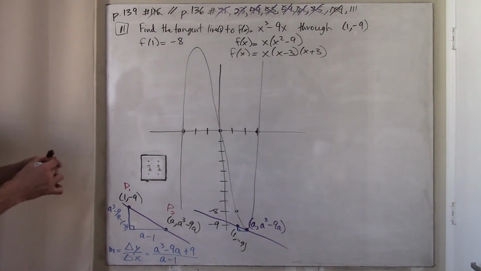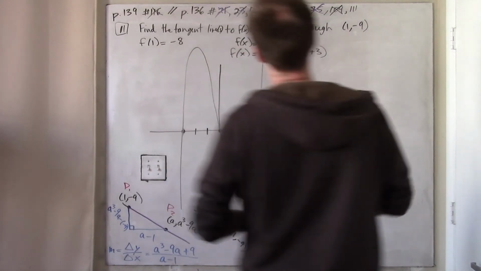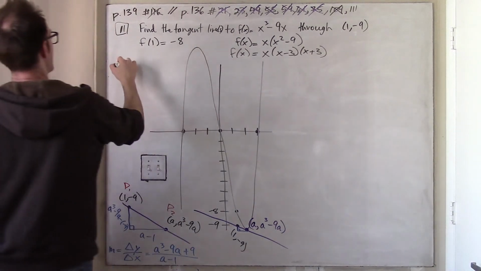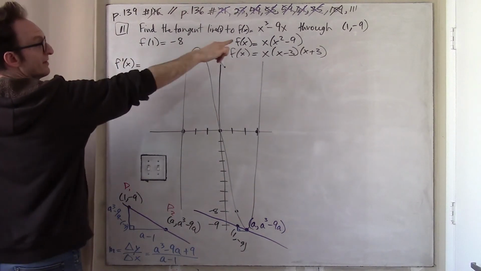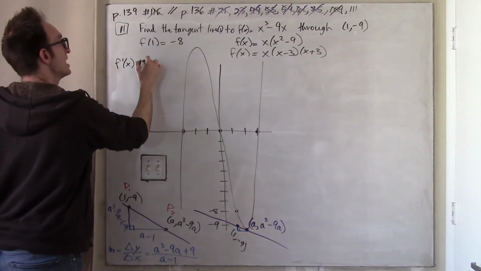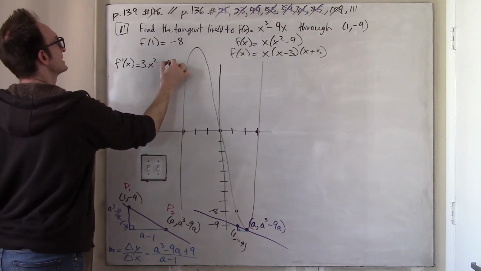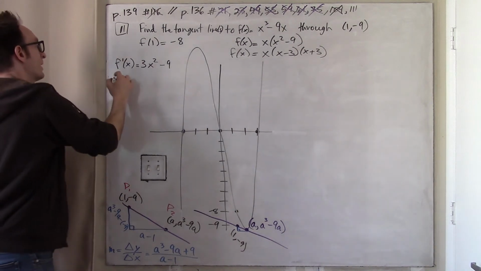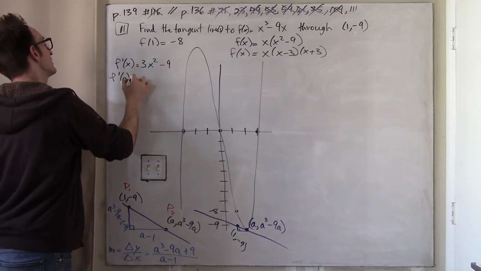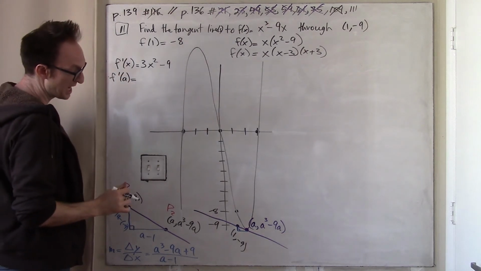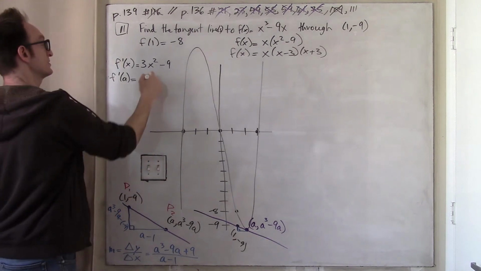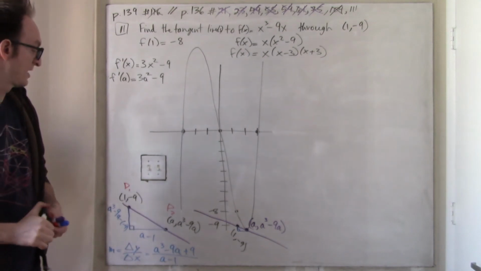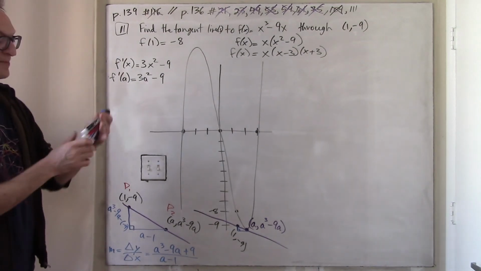Okay, so I haven't done any calculus yet, so it's time to do the calculus now. I can, in fact, take the derivative of this function. So what is the derivative of this function? The derivative of x cubed minus 9x is 3x squared minus 9. And that was easy. Now what I care about is specifically the derivative at a. If I plug a into this formula, I get 3a squared minus 9. And so it's also true that the slope of this line is 3a squared minus 9.